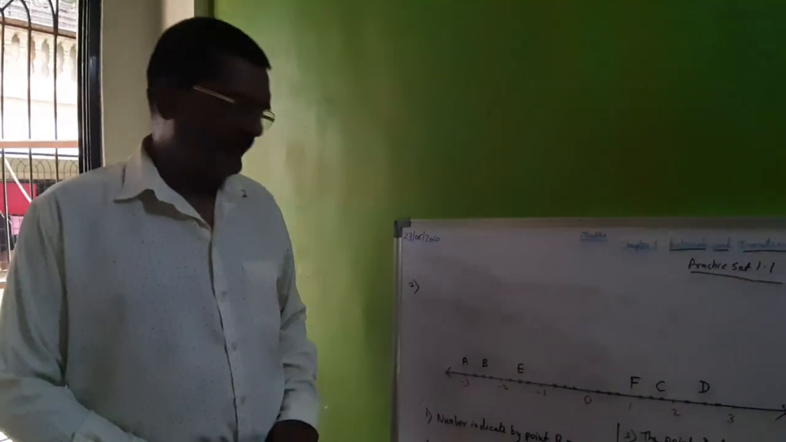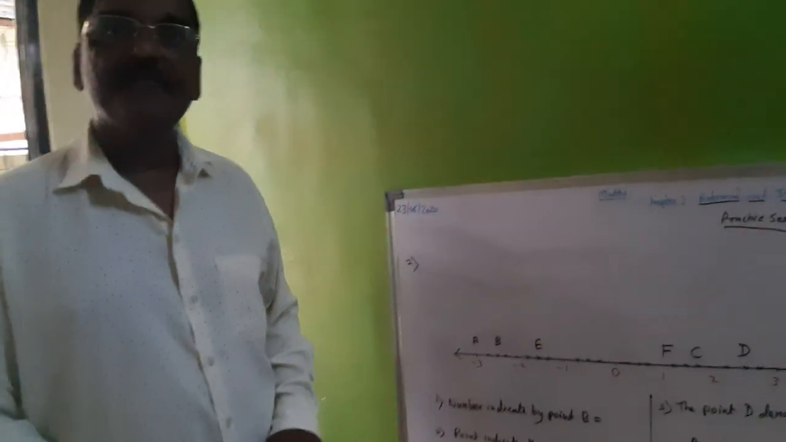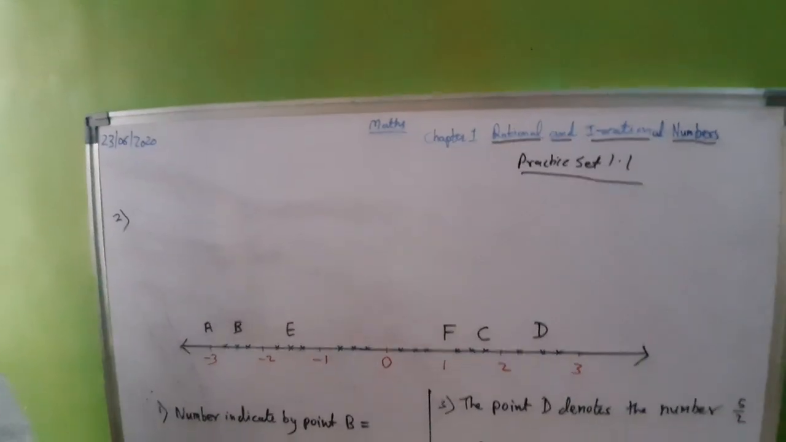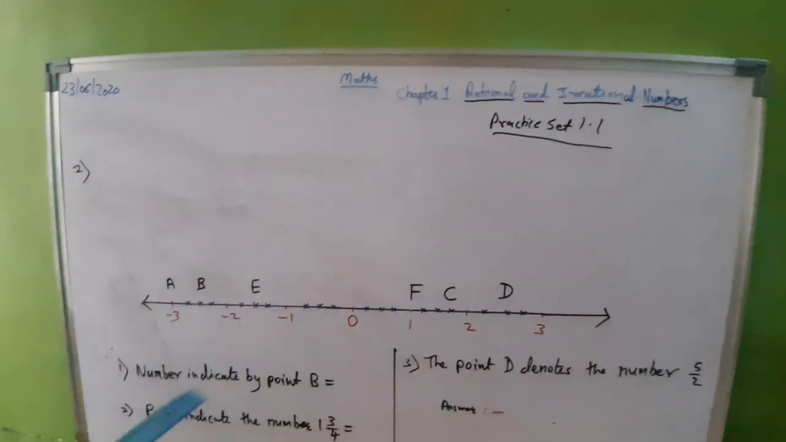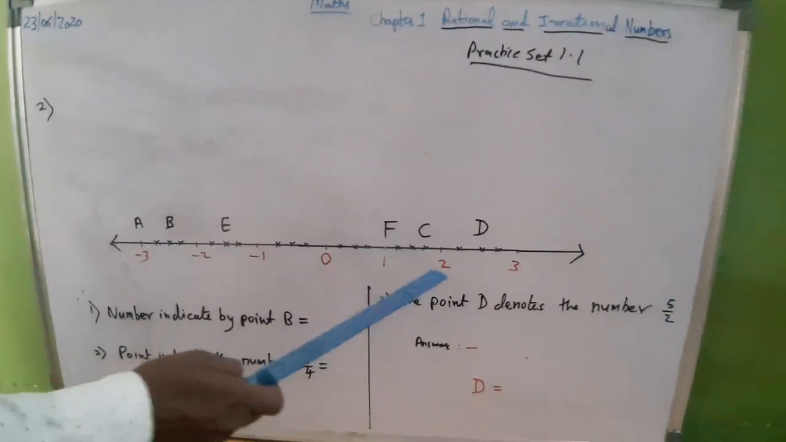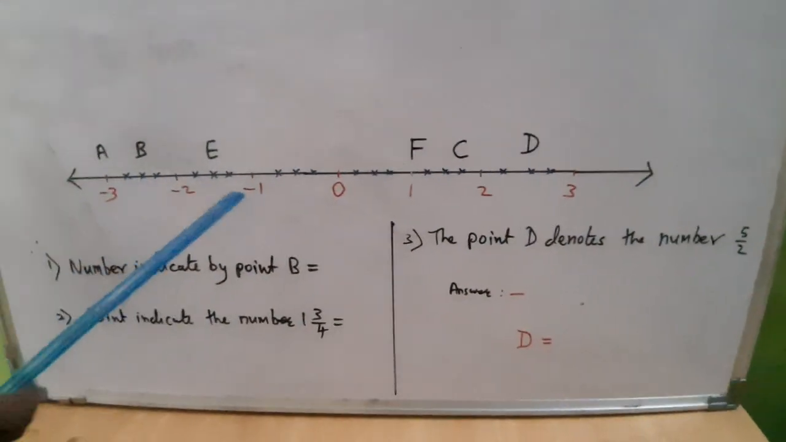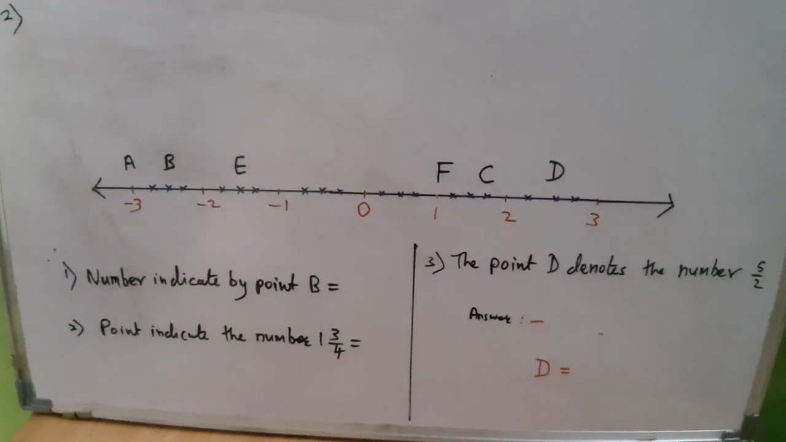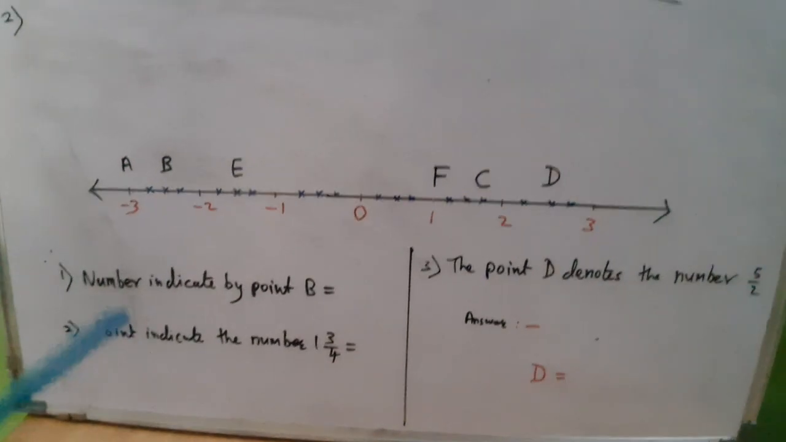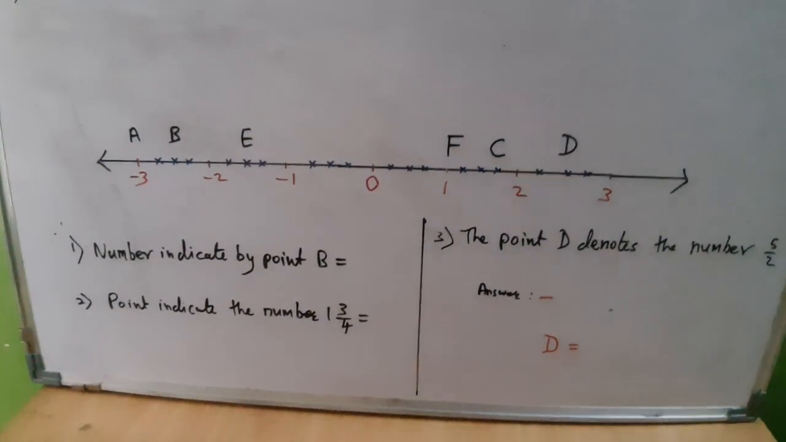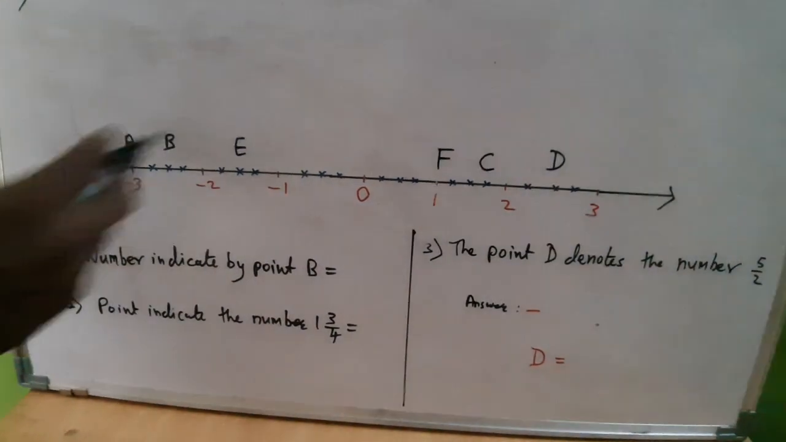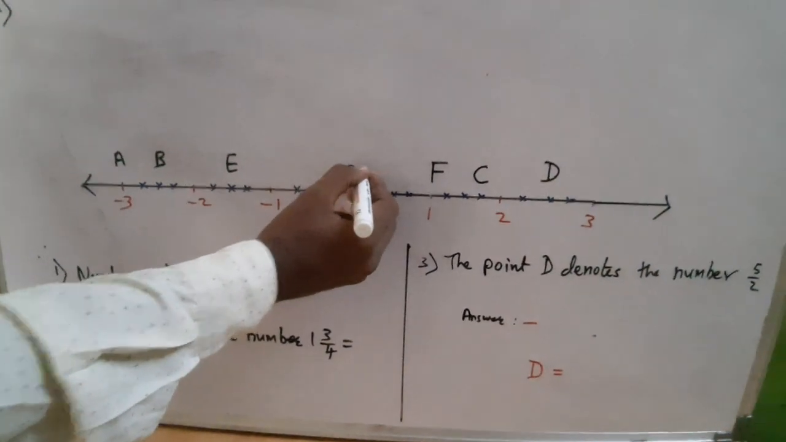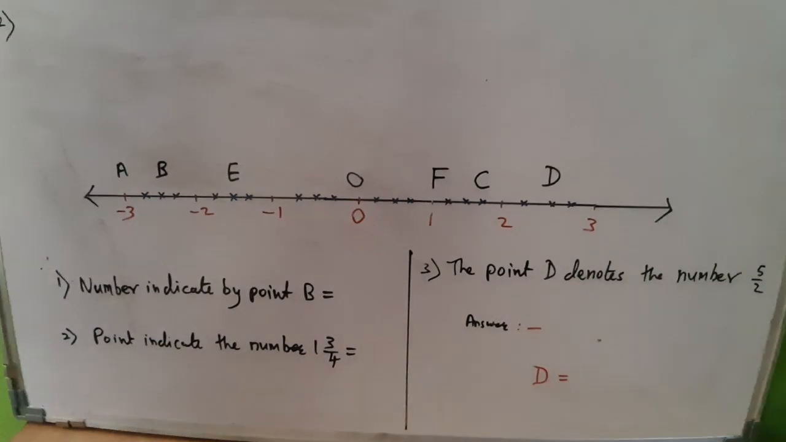Okay, children. We'll do the next sum. Number line is given, and here we have to answer. Observe the number line 0, 1, 2, 3. Positive numbers on right side, -1, -2, -3, negative numbers on left side. The point is given here. Here certain points are given. We have to answer the following.